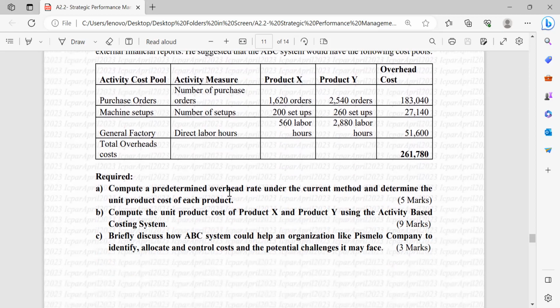Then part B, they're asking us to compute the unit product cost of product X and product Y using the activity-based costing system. Of course, we have learned the activity-based costing system. So what is the implication there? Nothing complicated there. You can compute as long as you're at the advanced level. Is it okay?